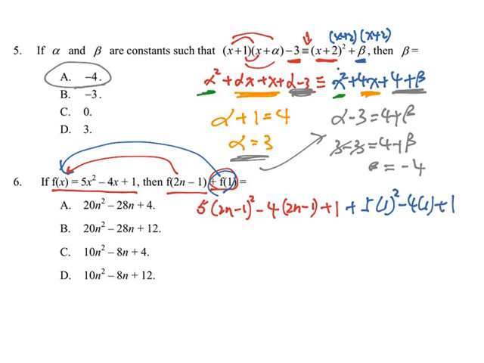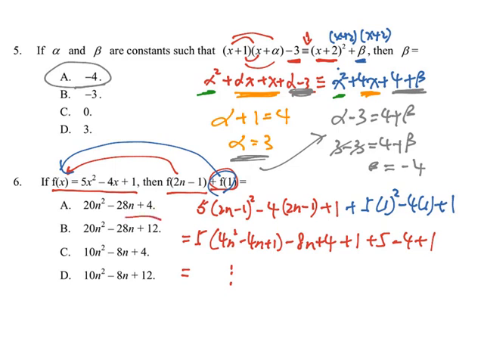Then we expand it. After expansion, we can get 5 open bracket 4n square minus 4n plus 1 close bracket minus 8n plus 4 plus 1 plus 5 minus 4 plus 1. After some steps of expansion, we can get answer B.